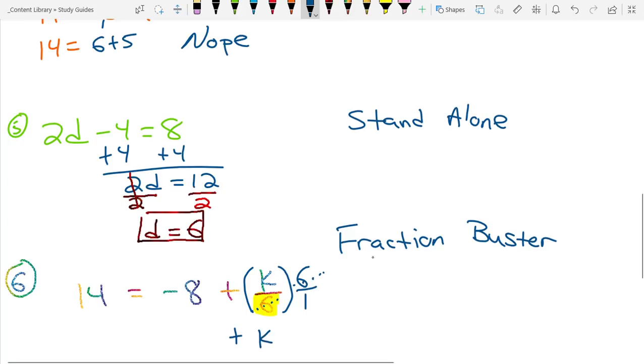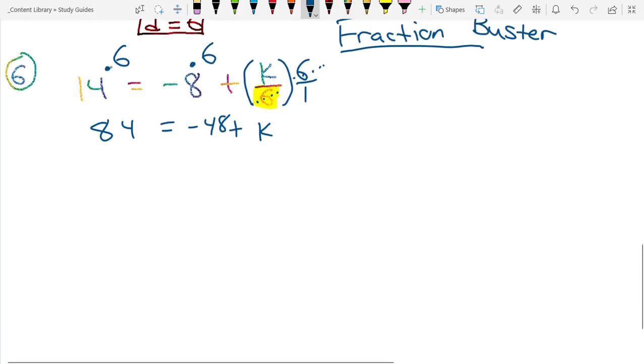But if we're going to use a fraction buster, we have to multiply every term. So the negative 8 gets multiplied by 6 and the 14 gets multiplied by 6. So that gives me 84 equals negative 48 plus k. Now I don't have to worry about fractions anymore. So I have to get rid of that minus 48, so we do the opposite. I add 48 to each side, and I come up with 132. So 132 is equal to k.